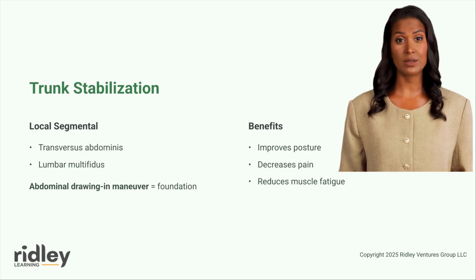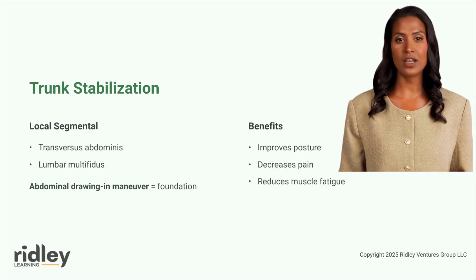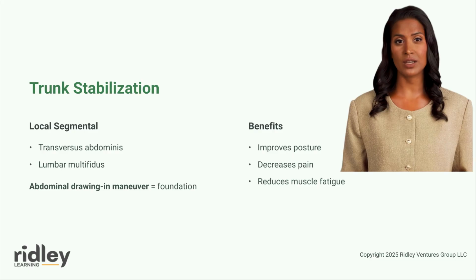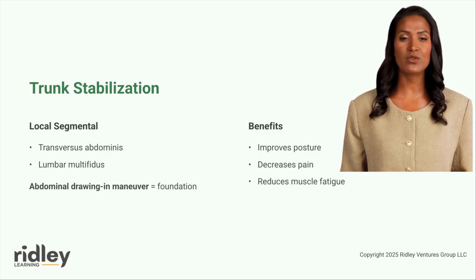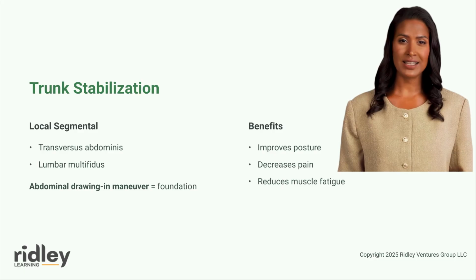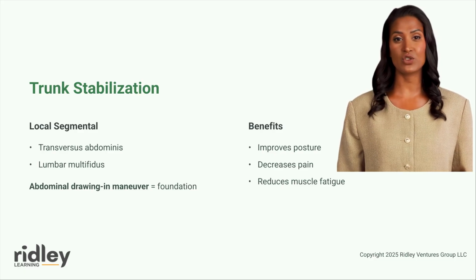Local segmental stabilization targets the deep trunk muscles, particularly the transversus abdominis and lumbar multifidus, that provide direct support to individual spinal segments. The abdominal drawing-in maneuver, wherein the patient gently draws the navel toward the spine without moving the pelvis or holding the breath, activates the transversus abdominis and establishes the foundation for segmental control.